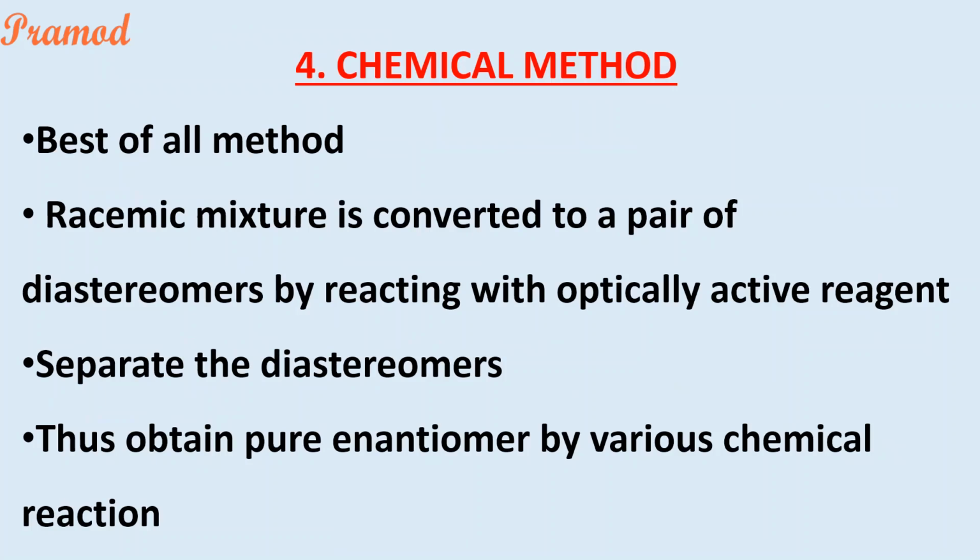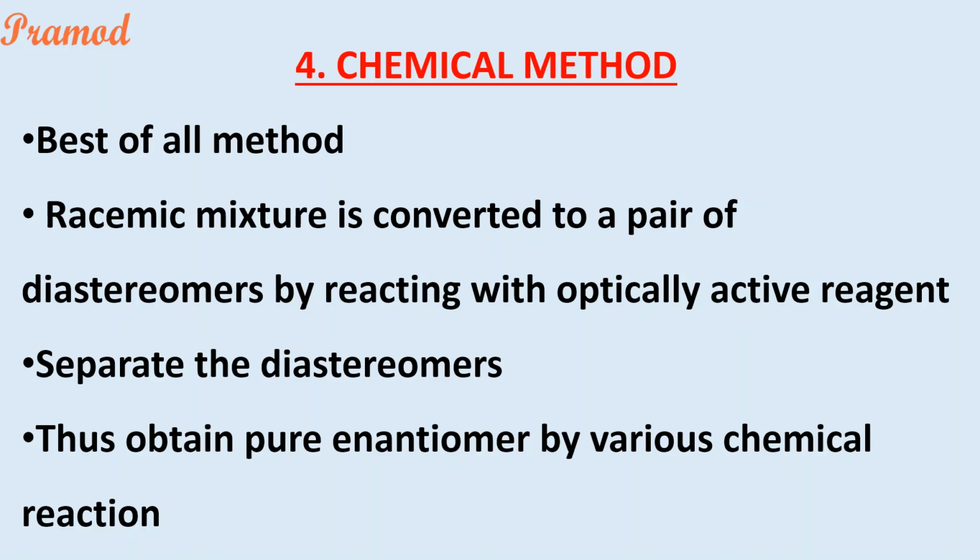Now the fourth is what? Chemical method. This is the best and practically used method. So what do you do in this? The racemic mixture is converted into diastereomers by reacting with an optically active compound. Then separate the diastereomers, and thus you obtain the pure enantiomers through various chemicals.